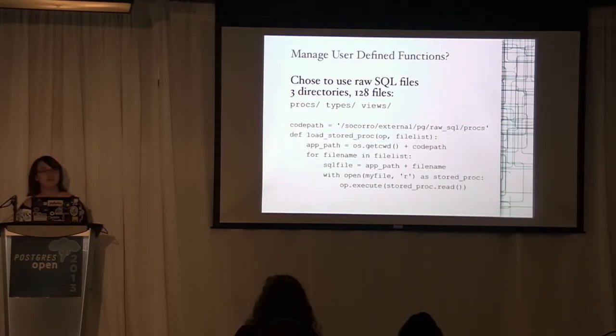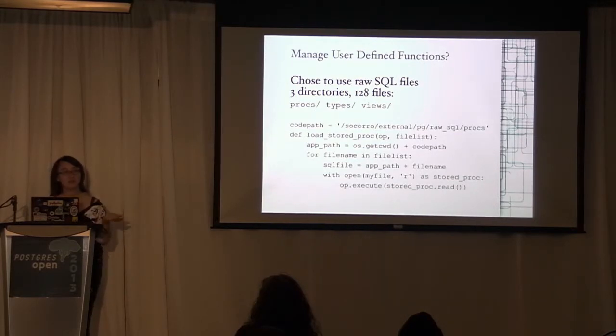So how do we manage user-defined functions? This is actually a pretty hard problem to solve. It took a little while to come to what we eventually came to. So originally, like I said, we were just managing everything with bash and raw SQL. There was a schema.sql file that had our entire production database dumped in it that I would commit every time we had a schema change.